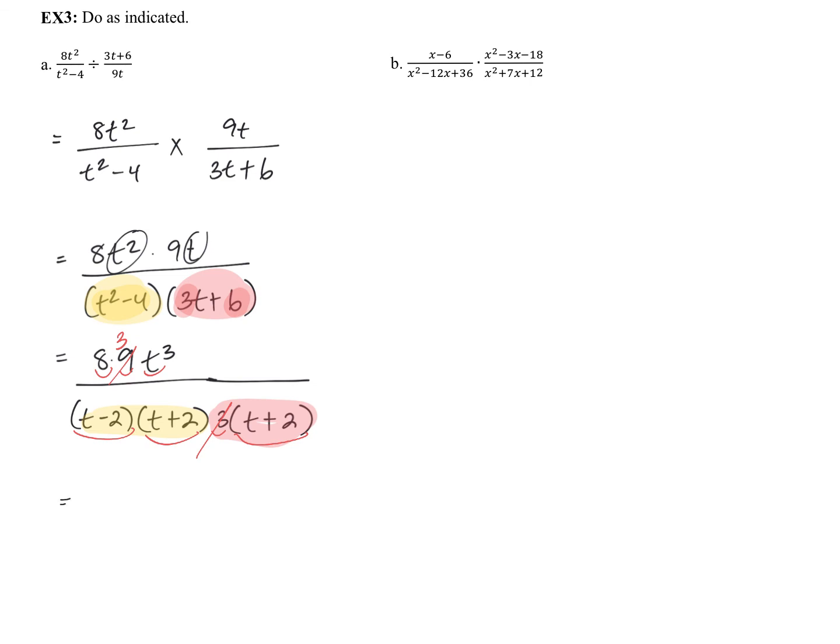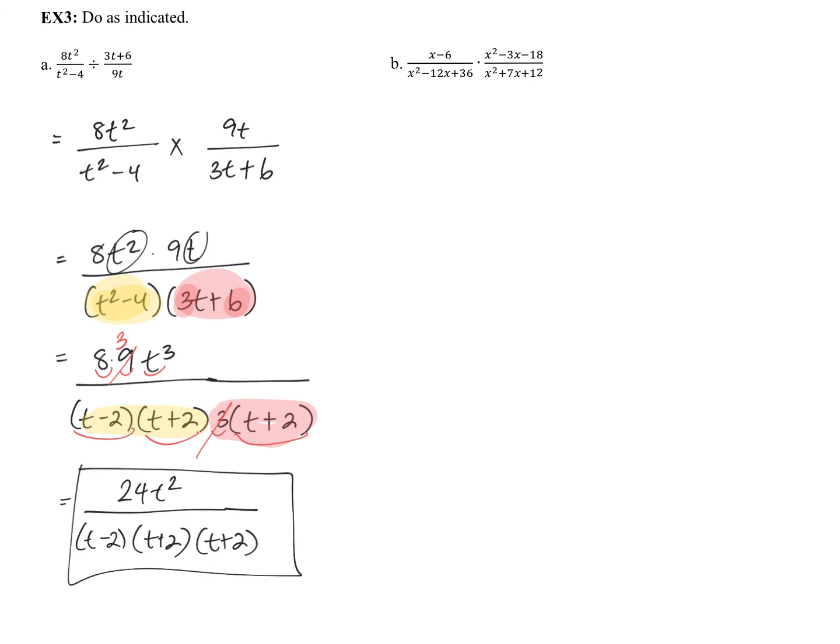So we're left with 3 times 8, which is 24t squared, all over t minus 2 times t plus 2 times t plus 2. And we're going to leave it factored. Why? Because we're asked to do as indicated, and you always want to leave it simplified. Okay, so leave your answer as simple as possible. And we're done. Not too much canceled there, not as fun.